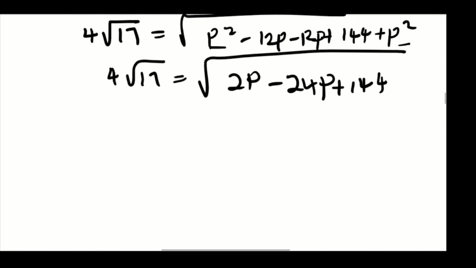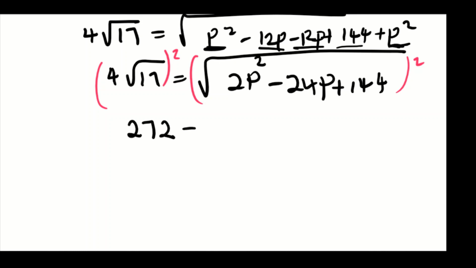What we'll do is this. We can square both sides, right? So it's 2p squared, because the p squared and the p squared add, and then minus 12p minus 12p is minus 24p, and then the 144. So if we square both sides, if you square 4 root 17, you should get an answer of 272, being equal to 2p squared minus 24p plus 144, right?